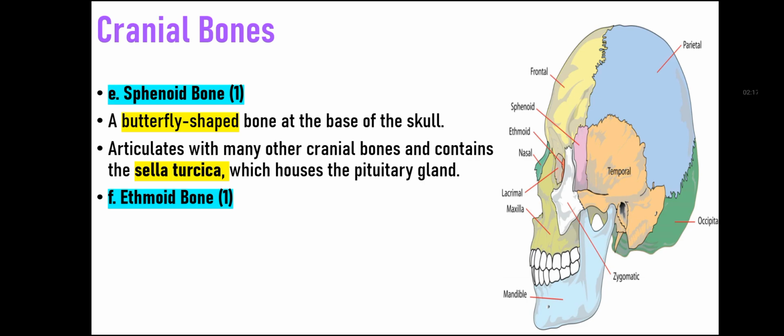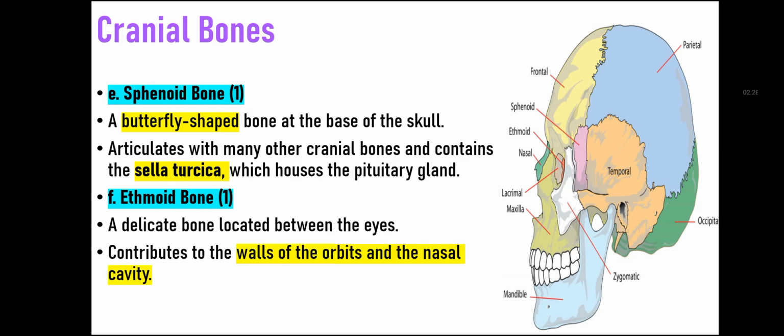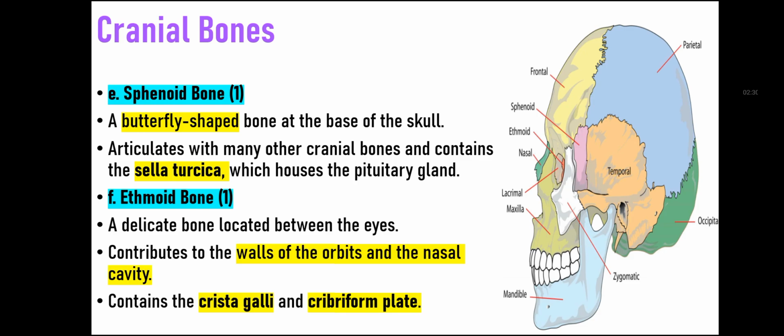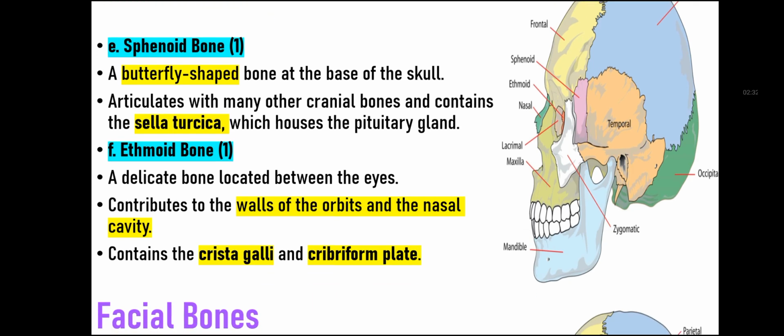Next cranial bone we have is ethmoid bone. That is also an unpaired bone. That means there will be one ethmoid bone in every skull. That is a delicate bone located between the eyes. It contributes to the walls of orbits and nasal cavity. It contains the crista galli and cribriform plate.